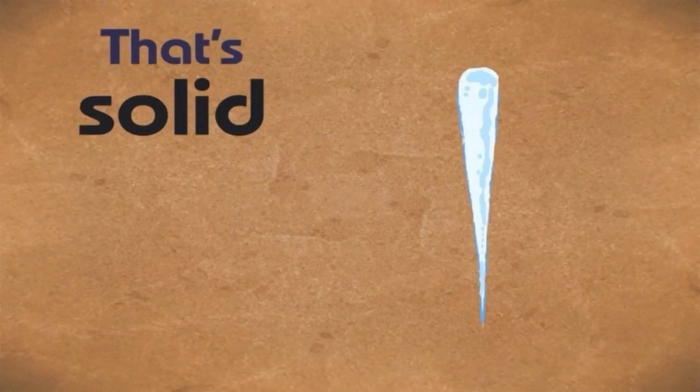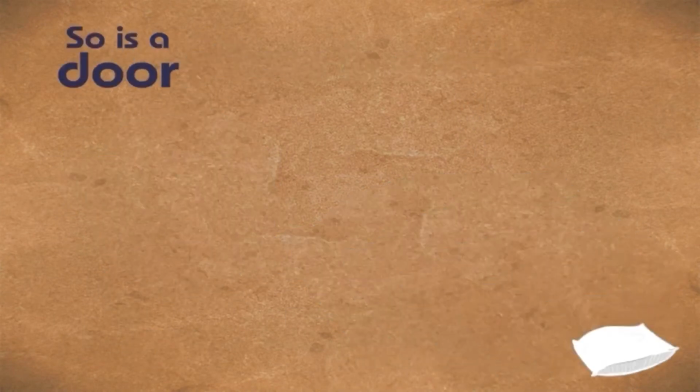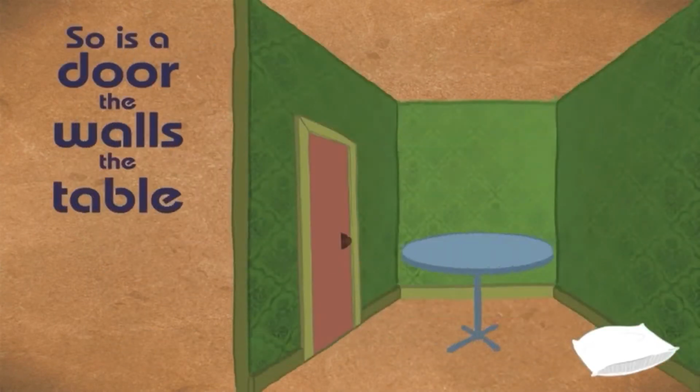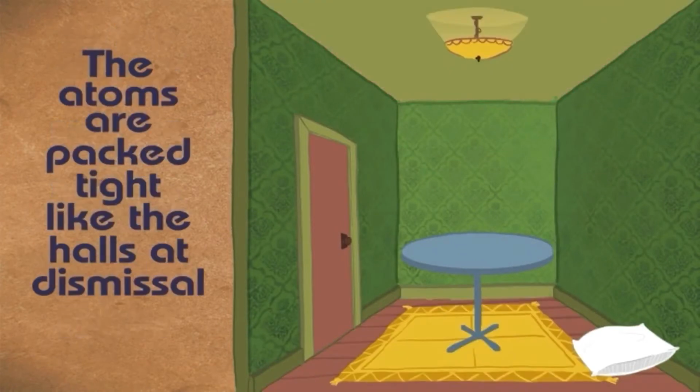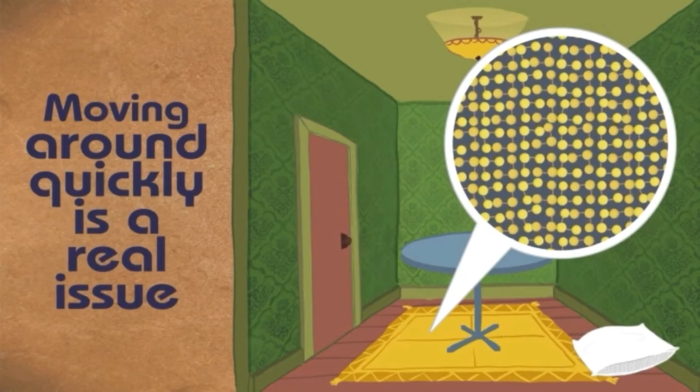Matter can exist in 3 different states. That's solid, liquid, and gas, okay. A pillow is a solid, so is a door. The walls, the table, the ceiling, the floor. The atoms are packed tight like the halls at dismissal. Moving around quickly is a real issue.